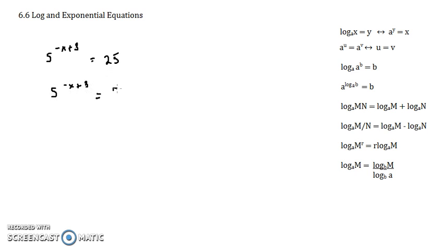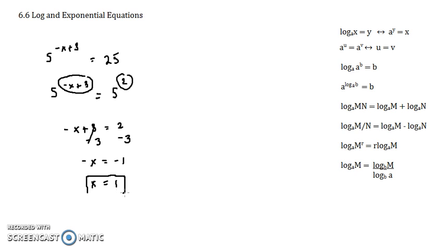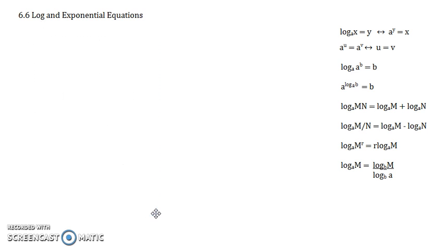So we can rewrite 25 as 5 squared. The bases match, so the exponents have to be the same. So we're going to have negative x plus 3 is equal to 2. Subtract 3 from both sides. We get negative x is equal to negative 1, or in other words, x is equal to 1. Okay, and you should be able to come back up and check that. If I put a 1 in here, 3 minus 1 is 2, and 5 squared is definitely equal to 25. So first you're going to look to see if the bases match. That's the first thing to look for.